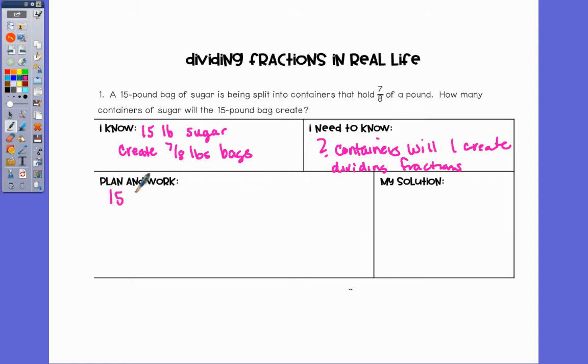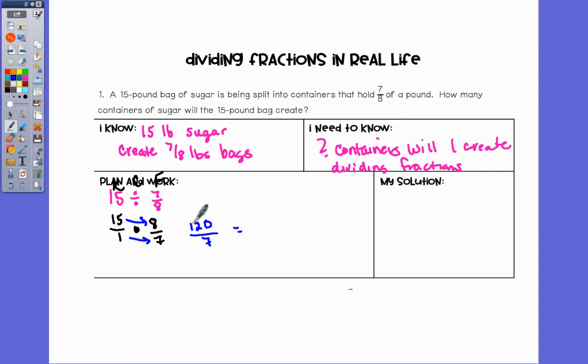I have 15 pounds divided into 7/8 pound containers. So I'm going to look at my rules. I need to change this to an improper fraction, but I'm going to keep it the same. I'm going to change division to multiplication, and then I'm going to flip my remaining fraction over to get the reciprocal. We're going to multiply straight across, and 8 times 15 is 120. 1 times 7 is 7.